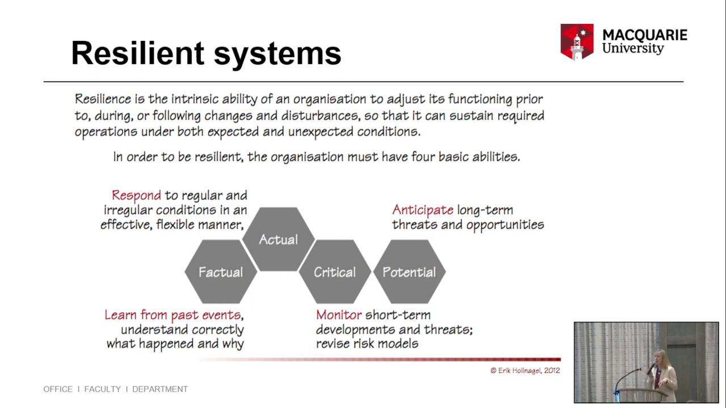And to be resilient, we consider organisations need these 4 different abilities. So they need to be able to respond to things that happen. They need to be able to anticipate what's going to happen. They need to be able to monitor so that they know when it's going to happen before it actually hits them, and they can be proactive. And they need to be able to learn from past events.